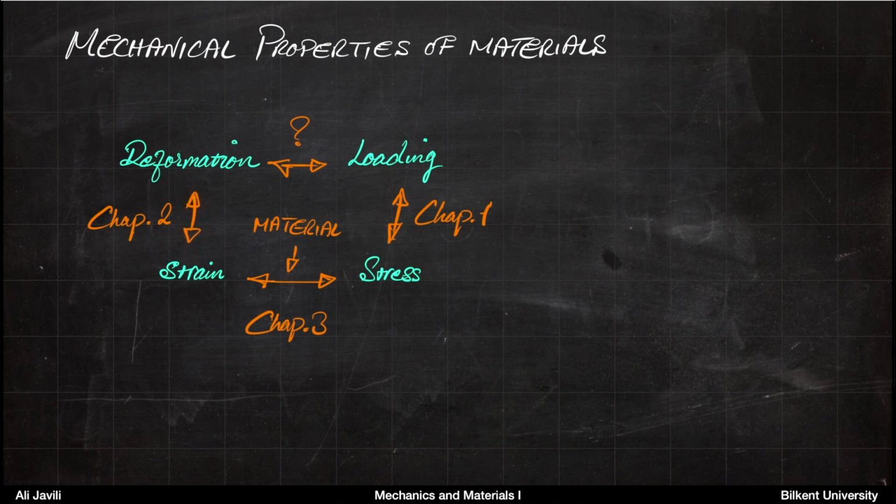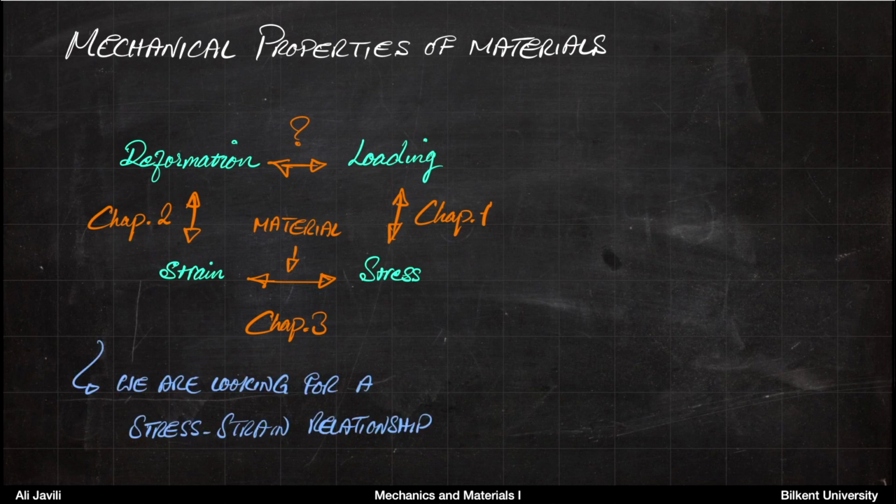And now today we want to talk about material and material properties, and that is essentially the connection between stresses and strains. And once we know this, then we have our loop complete. So you can either go this way or you can come this way to connect loadings to deformations. So basically what we want to do is that we are looking for a stress-strain relationship.